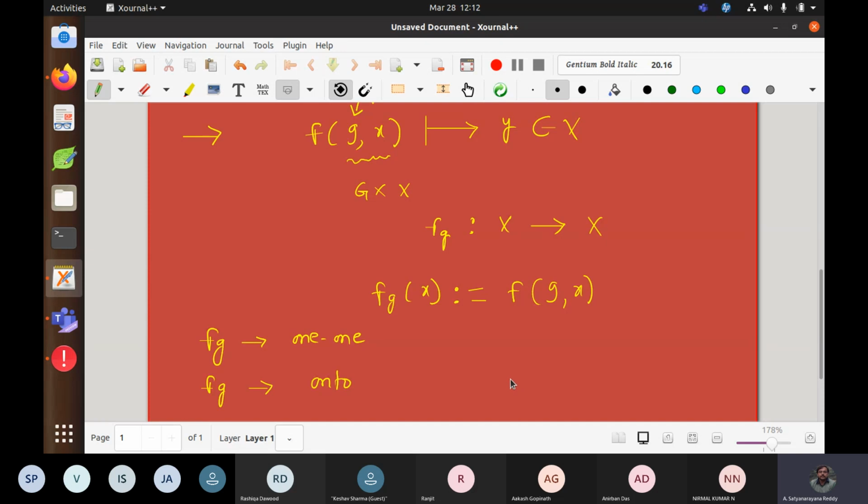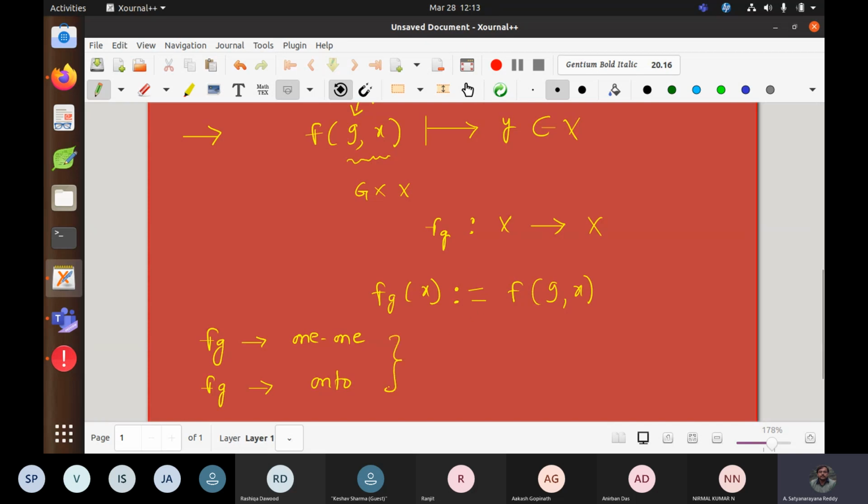So Fg of g inverse dot x equals g dot g inverse of x. So that is g g inverse dot x, e dot x, that is equal to x. So for every x I have an element here, g inverse dot x in X only. So it is onto. If X is finite, then no need to do this onto. Automatically 1-1 implies onto, but in general it is needed.